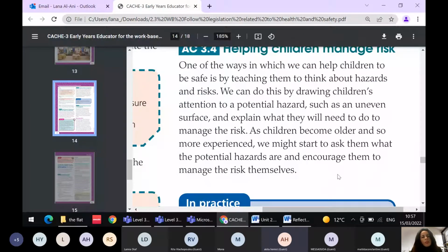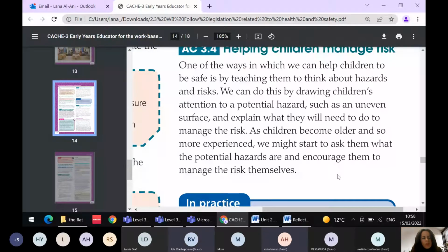So for you, you're working in a nursery, okay? How can you help these children not to have this risk? First of all, you need to talk to them about the danger, the hazard that might happen. If they keep jumping, they might hurt themselves. They might step on someone else's foot. They might fall. So you need to talk to them about the danger that might happen.